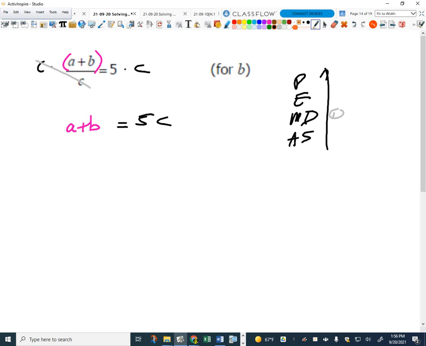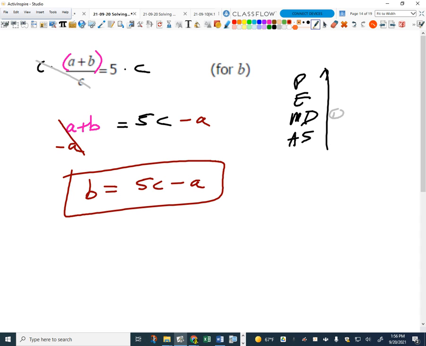Last step to solve for B. What's the last thing to get that B by itself? Yeah, subtract A, right? So we subtract A. So those guys cancel. And I get B equals 5C minus A. Okay, give me thumbs. How we doing?